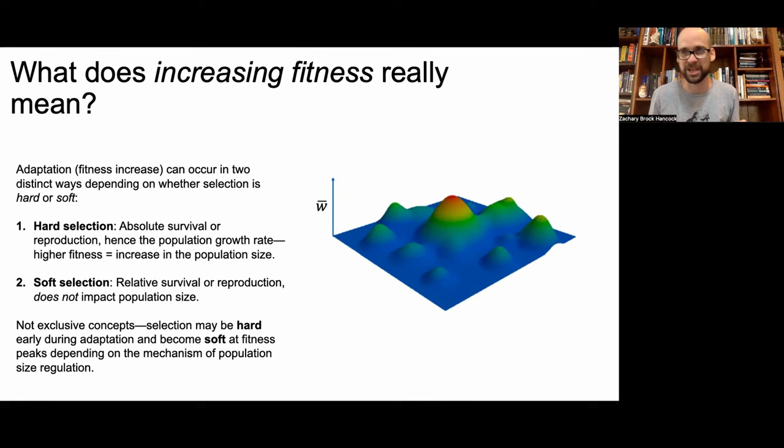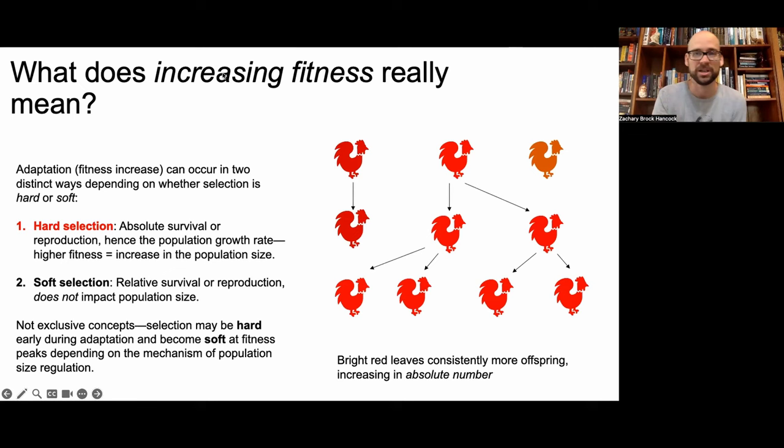Okay, so first let's give an example of hard selection. So we've got this hypothetical population of roosters with three different phenotypes. So you either have a dark red, bright red, or a burnt orange color. And let's stipulate that the bright red has the highest fitness. Now, in a hard selection environment, that means that they're going to have more offspring, right? The absolute number of offspring they have is greater than the absolute number of offspring had by any other member in the population. If that continues, right, that every single one of the red have more offspring than everyone else, the population size increases in absolute number. So selection is acting on the rate of population growth. Okay, that's hard selection. And I think that's the one we often think about.